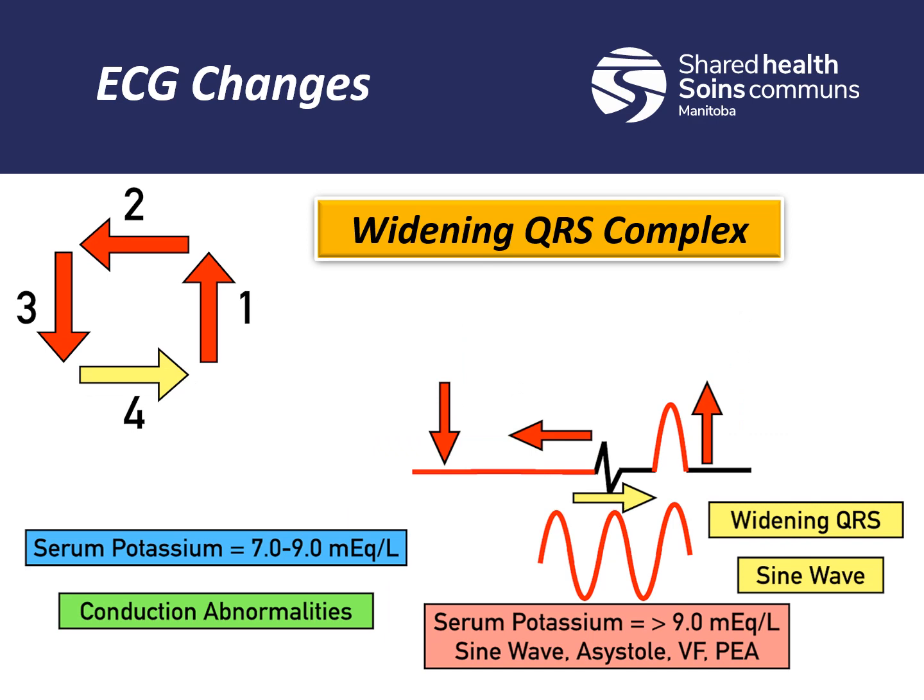Again, normally it is 0.06 to 0.12 seconds, 2.5 to 3 boxes wide. But is it wider than that? Is it a bizarre widened QRS? Is there a combination of the QRS and the tall T wave producing the sine wave? These are indications of that cardiovascular collapse and death. So this is where we need to treat immediately.